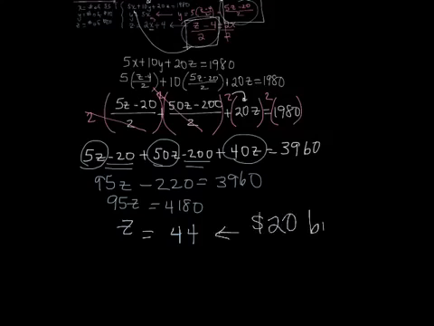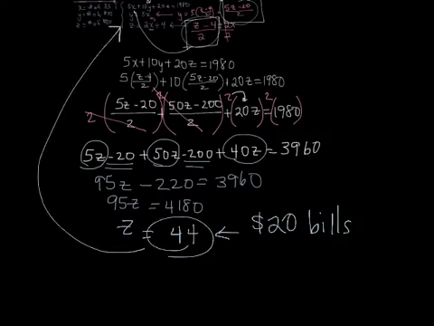$20 bills there were. Now, I certainly can leave it up to you. Now that you know what z is, you can take this value and work backwards with these equations and find the values for x, which is the $5 bills, and y, which is the $10 bills.